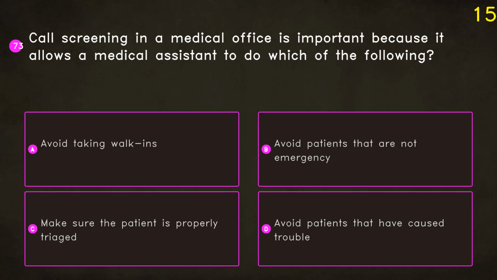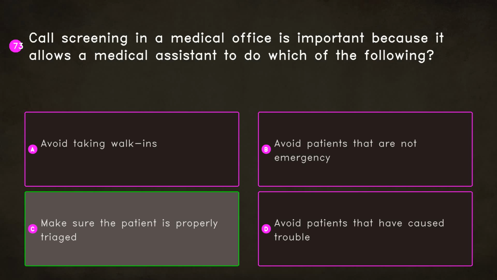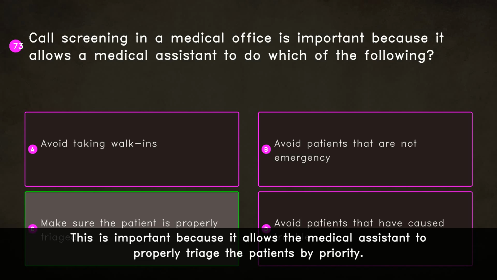Question 73. Call screening in a medical office is important because it allows a medical assistant to do which of the following? A. Avoid taking walk-ins. B. Avoid patients that are not emergency. C. Make sure the patient is properly triaged. D. Avoid patients that have caused trouble. The correct answer is make sure the patient is properly triaged. This is important because it allows the medical assistant to properly triage the patients by priority.